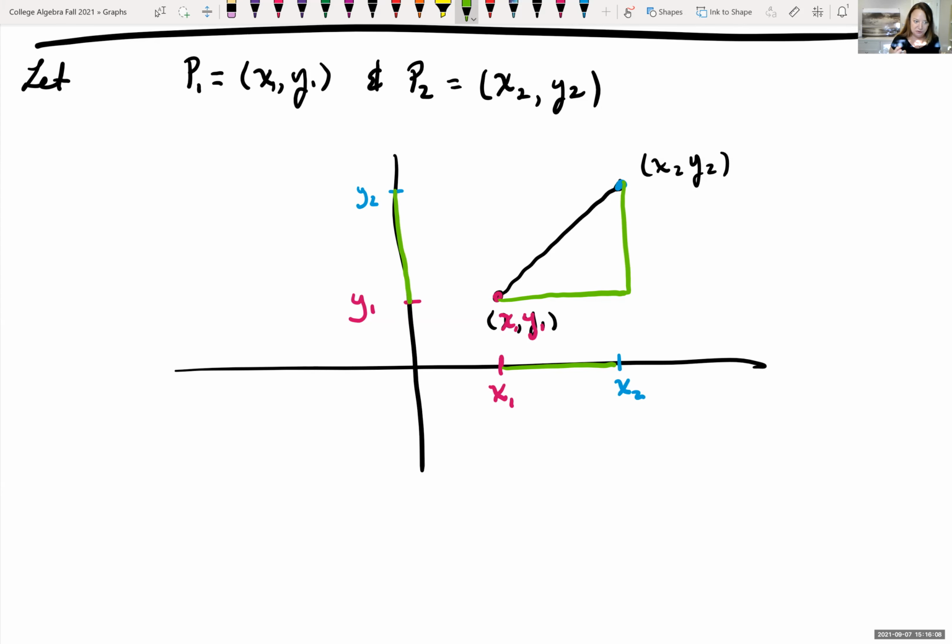Let's just look at numbers for a second. Let's say that this was 5 and this was, say, 2. Well, we know then that the distance between 2 and 5 is 3. And how we get that is, we take the bigger of the x values and subtract off the smaller of the x values. And so this value in here is x sub 2 minus x sub 1.